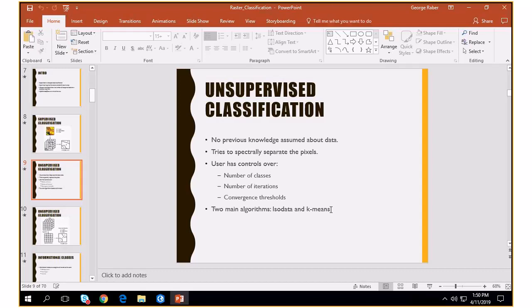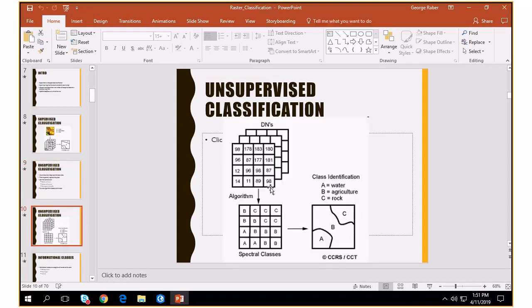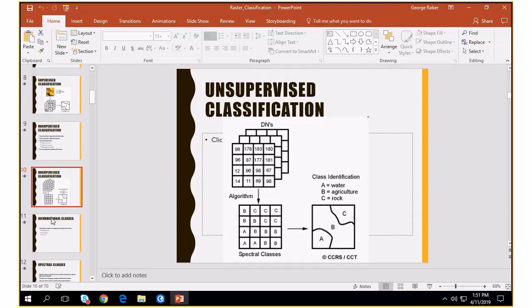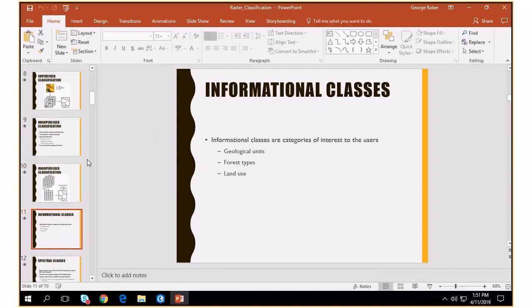So there's two main algorithms. ISO data is really kind of k-means extended. So I guess you shouldn't say two main algorithms, but there's ISO data and k-means. So we'll talk about how those are implemented here. This is really the same as this.